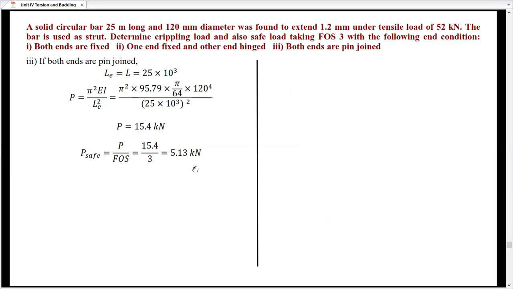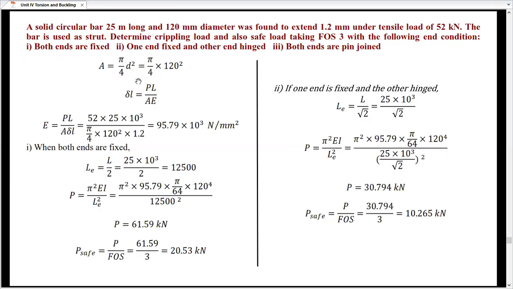So in this way, when the deflection is available, at that time we have to find out elasticity, because modulus of elasticity is not given in this problem. So first we have calculated that E value, modulus of elasticity, and then we have calculated that crippling load and safest load.